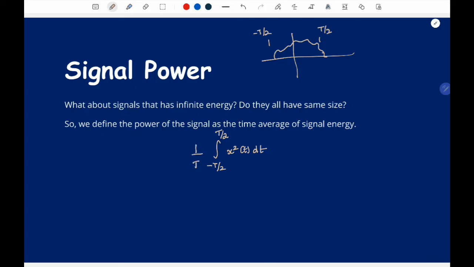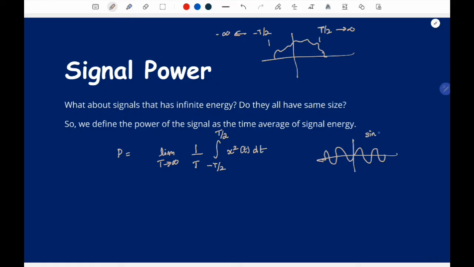And what do you do? You extend this t to infinity. So both sides it will go to infinity, right? So limit t tends to infinity. So this will be a good measure for the signals that are having infinite energies, right? For example, the same case as a sinusoid.